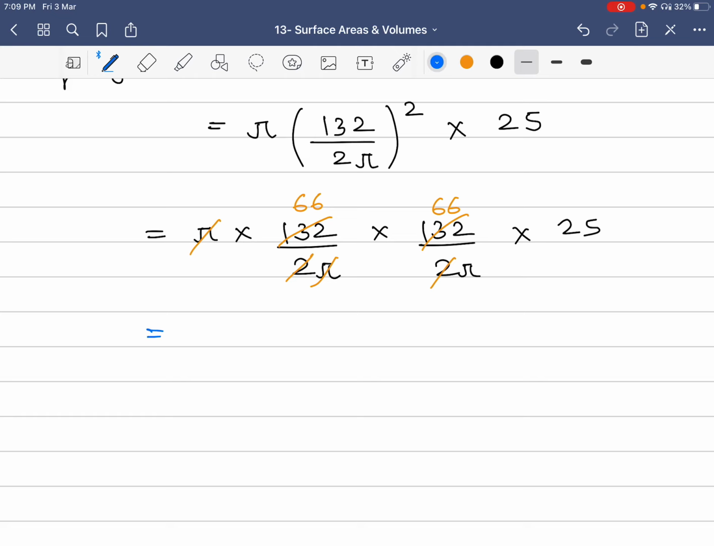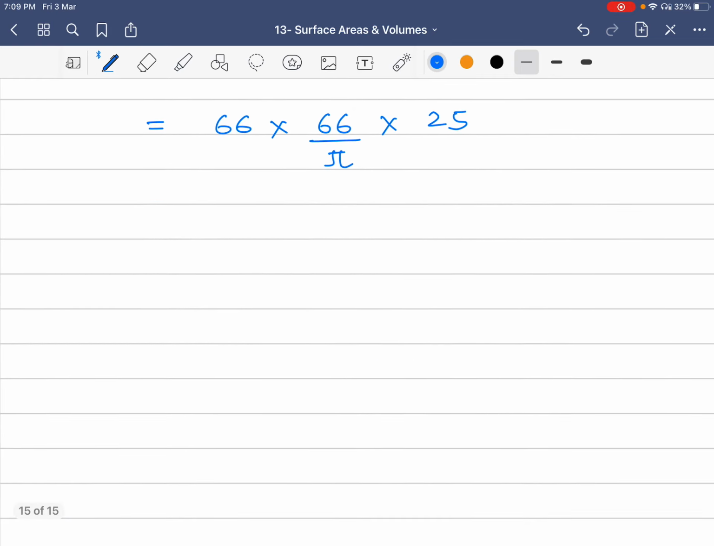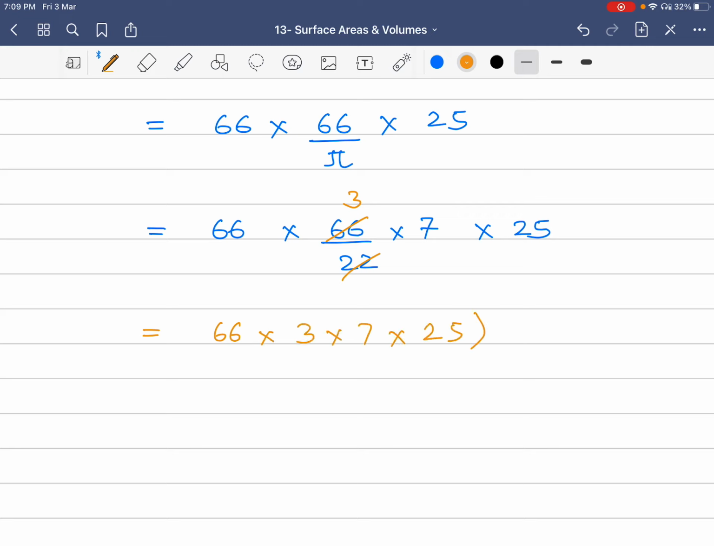So this will be equal to 66 into 66 divided by pi, into 25. Now let's substitute the value of pi. So it will be 66 into 66 divided by 22 by 7, and into this 25 as it is. Once again, this will be 22 into 3. So eventually we get 66 into 3 into 7 into 25. This becomes our centimeter cube. The unit is very important. Without unit, this number has no value. So this becomes the volume of our cylinder.